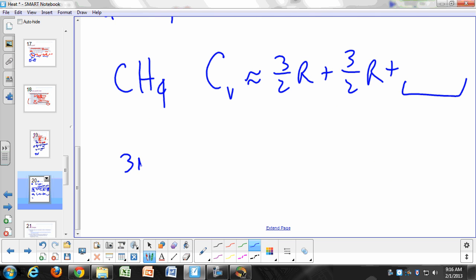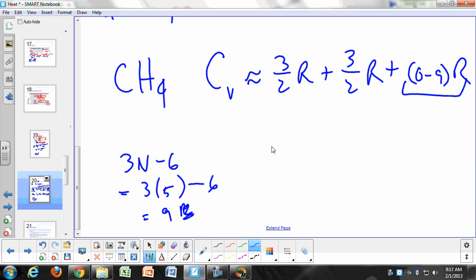let's see, 3n minus 6 is how much? 3 times 5 minus 6, so that's 9. So anywhere from 0 to 9R, depending on what the temperature is. The high temperature limit would be 9R. Okay, but at room temperature it should be close to 3R, but you may just add it. It'll still be off a little bit.